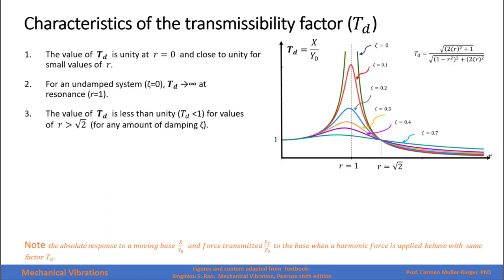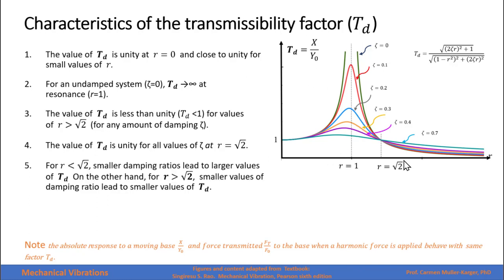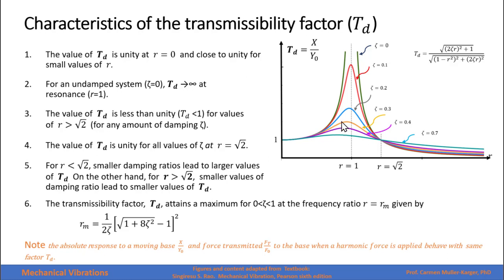The displacement transmissibility is less than unity for values of r greater than the square root of 2. And for r equal to the square root of 2, the displacement transmissibility is equal to 1. For values less than the square root of 2, the displacement transmissibility diminishes with the increase of damping. And finally, the maximum does not occur at r equal to 1 when we have greater damping, but occurs at a Rm, which is this expression right here.